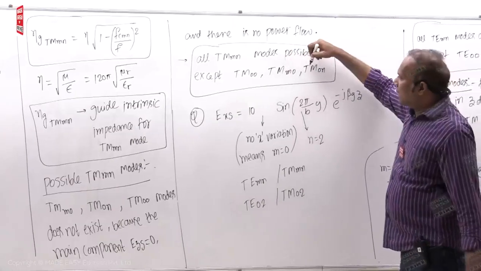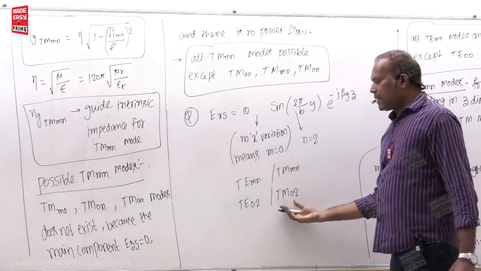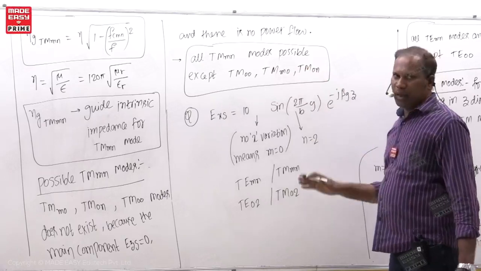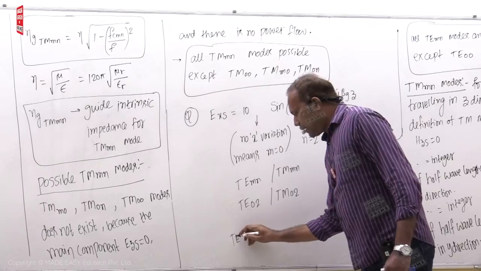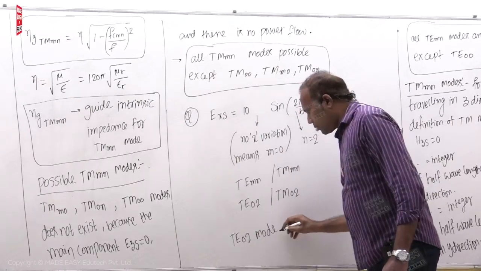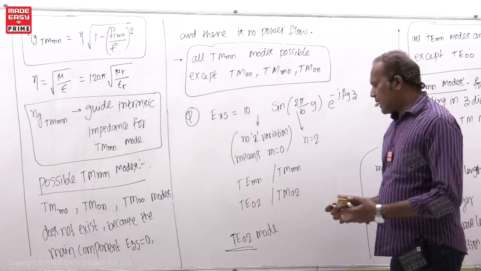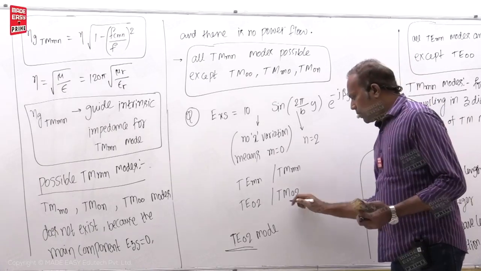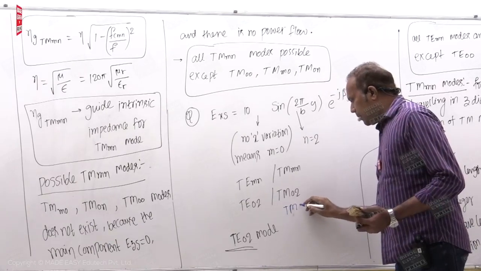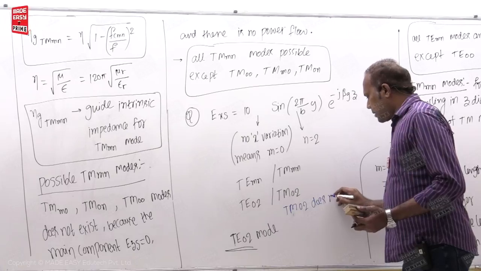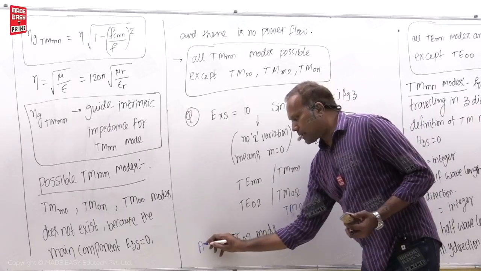But what are you studying here? You are studying in TM modes either M0 or N0. This mode is not possible. That is what you are studying here. That means this mode doesn't exist. So final mode is TE02 mode. So the given mode is TE02 mode, students. Because TM02 does not exist, that is why the final answer is this.